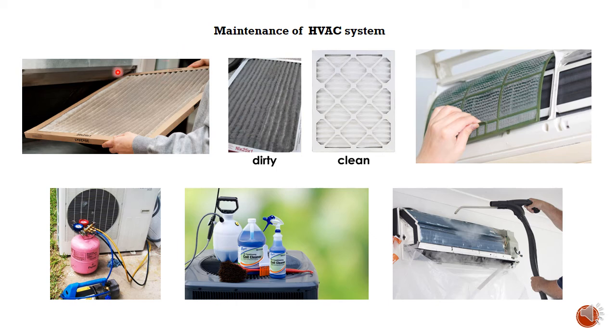Okay, so these are examples of filters that are not maintained. This one is dusty, this is dirty, this one is clean, this one is dirty. And even our home air conditioner system should be maintained weekly, so you can see whether there's dust. This one you can wash, just wash and let it dry for 30 minutes and put it back, and you can use it again.